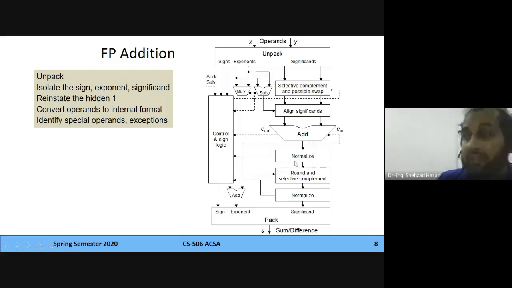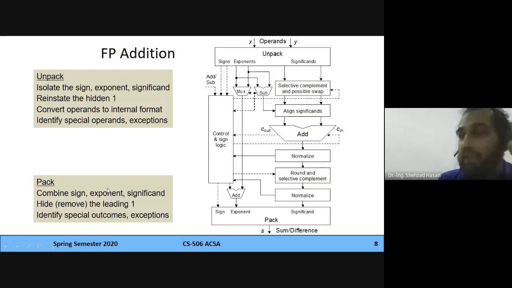And if because of the subtraction process you need to subtract a lot, that is also required over here. So the final exponent value has an adder as well. And then this is the final step where you're going to pack it out. So when you are going to pack it, you combine the sign, exponent, and significand values, remove that hidden one, and if there are any special outcomes, you are going to identify that.